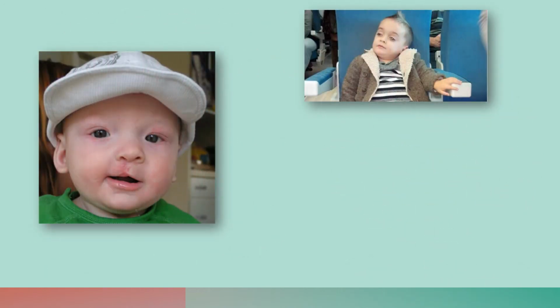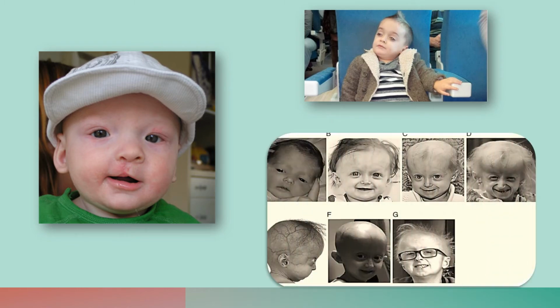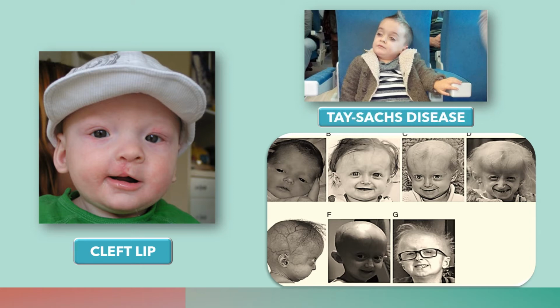These are the different types of diseases like cleft lip. Look at the lip here, cut lip here. It's attached to the nose. Then we have Tay-Sachs disease. This is a person who has Tay-Sachs disease. And this is Hutchinson's disease, where a child starts aging very quickly.